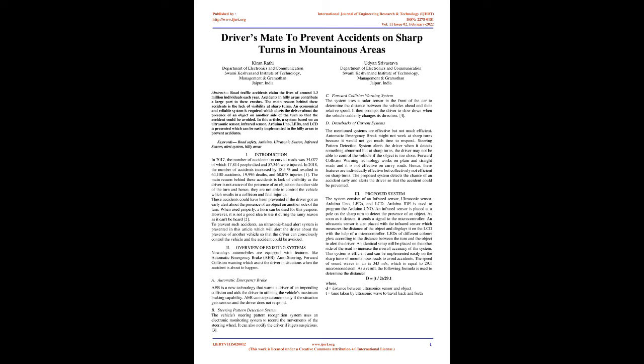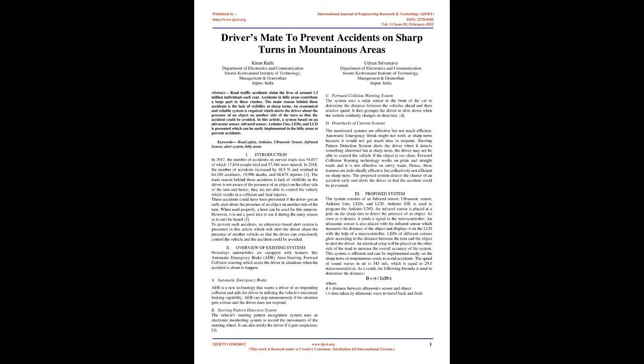the presence of an object on the other side of the turn and hence, they are not able to control the vehicle, which results in a collision and fatal injuries. These accidents could have been prevented if the driver got an early alert about the presence of an object on another side of the turn. When used properly, a horn can be used for this purpose. However, it is not a good idea to use it during the rainy season as it can't be heard too.